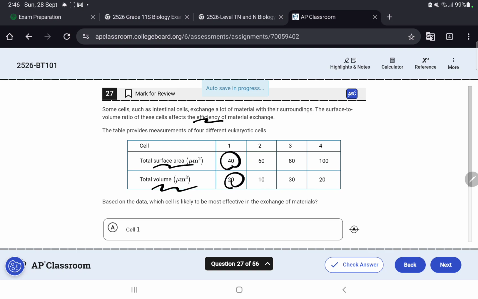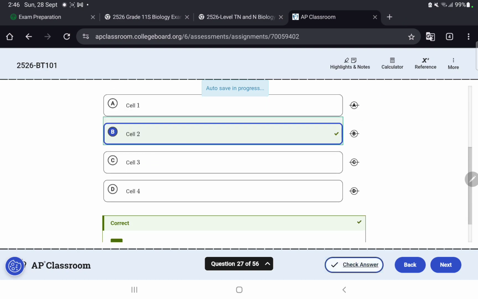So you do 40 over 20, 60 over 10, 80 over 30, 100 over 20. The biggest answer is the most efficient. The smallest answer is always the less efficient. 60 over 10 gives you the biggest answer, which is why it is cell 2.